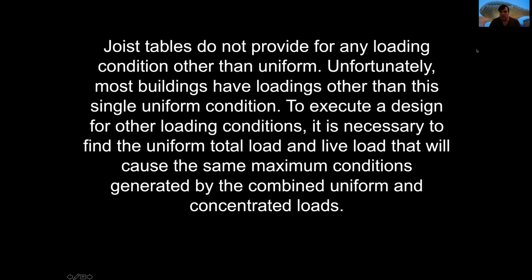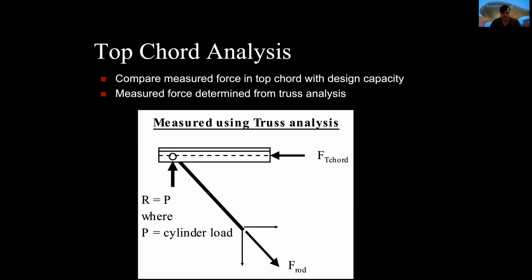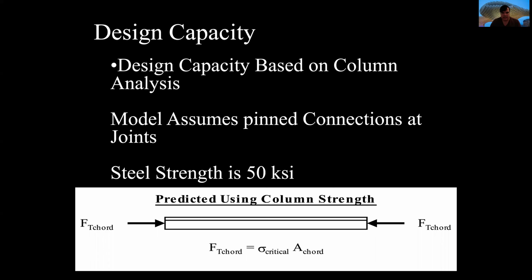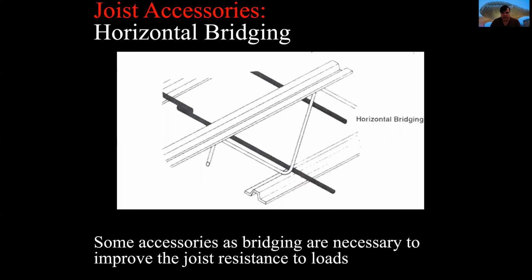Let me clean this. The joist tables unfortunately will not provide any loading condition other than uniform. We need to think that we have uniform conditions, and if that is not the case, the calculations will change and be a little bit different. All the analysis of this element is similar to trusses. You will have vectors, usually calculated using trigonometry like truss analysis, and the design capacity will depend on the type of connection and the steel strength.